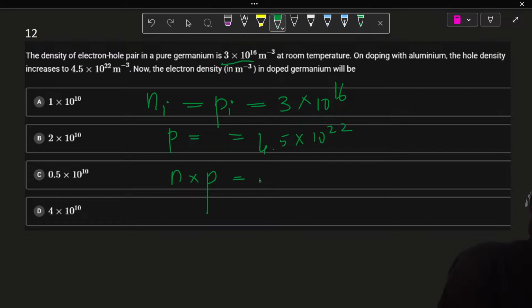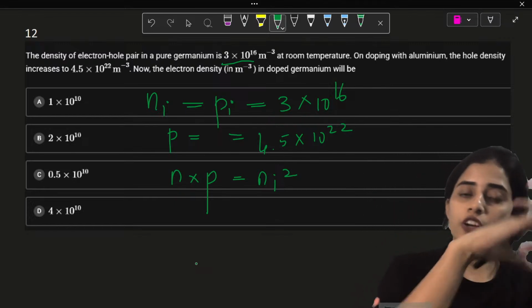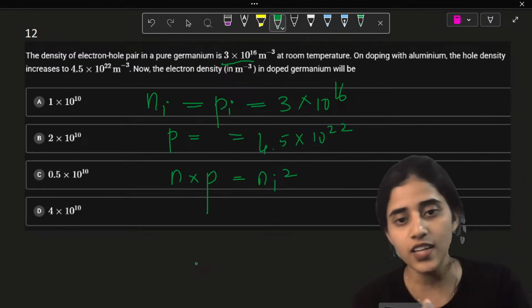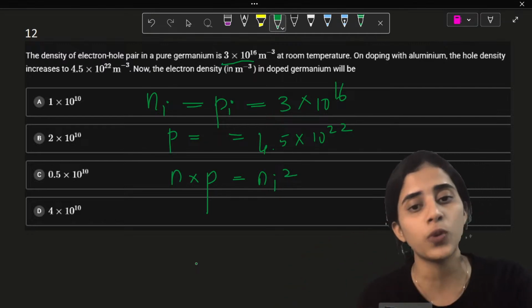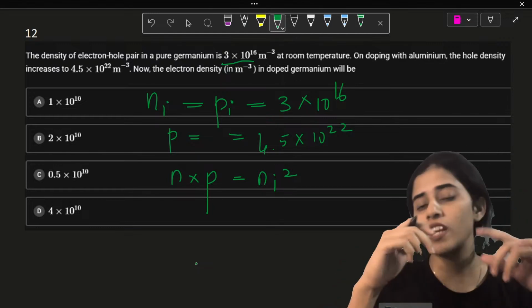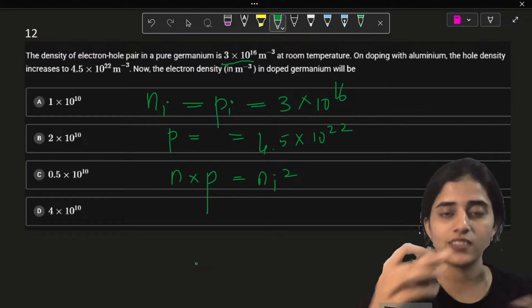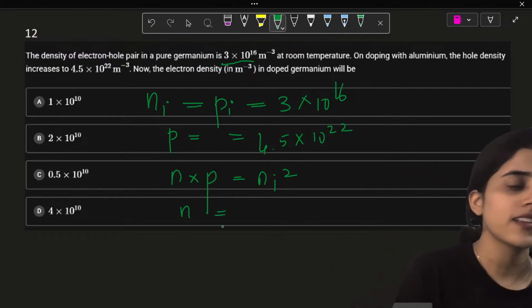N into P is equal to Ni square. The number of holes and electrons for a doped semiconductor, N into P, should be equal to Ni square, which is the number of charges in an undoped, pure one. So this ratio has to match. That's how you dope. Whenever you increase P, you have to reduce N such that this ratio, Ni square, is matched. Now quickly do it, find out N.